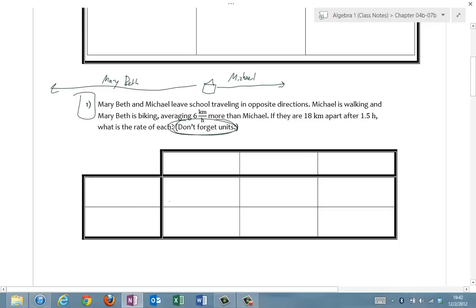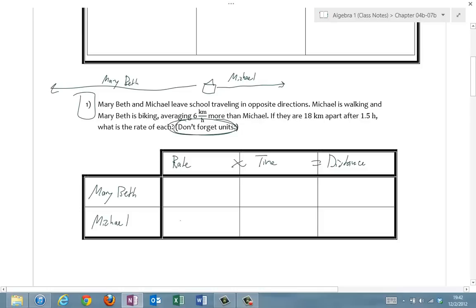So we're going to do this with a table, and I'm going to set up my table as rate times time equals distance. Rate times time equals distance. The rate here, well, we have 2 rows. We want Mary Beth and Michael, so I'm going to put Mary Beth here, and I'm going to put Michael here. Michael is walking, Mary Beth is biking. Mary Beth is biking 6 kilometers per hour more than Michael.